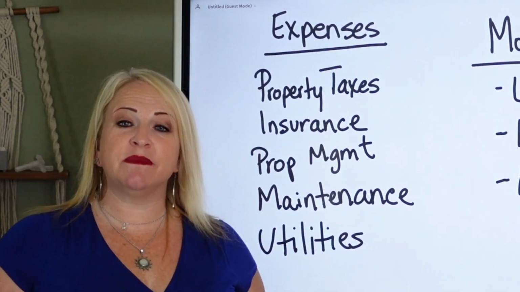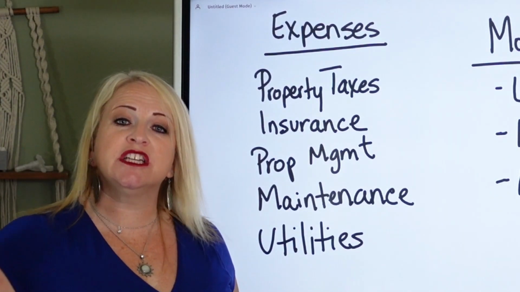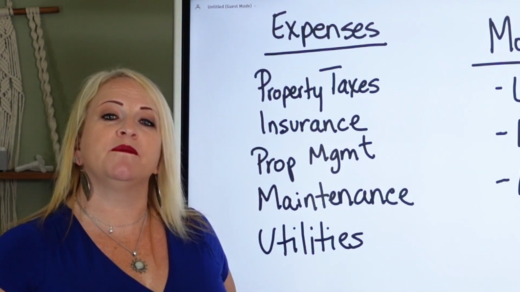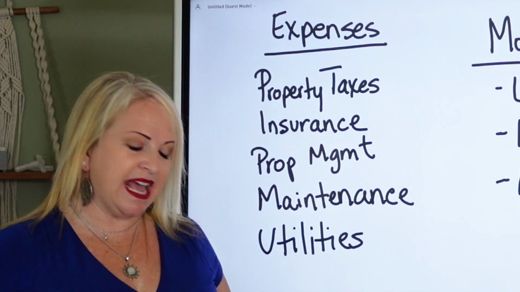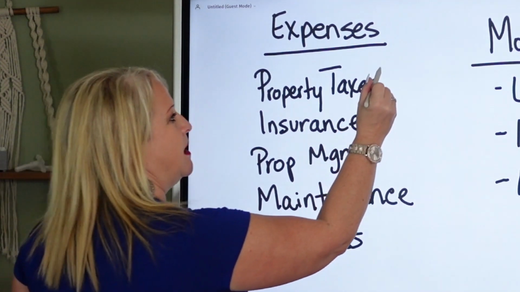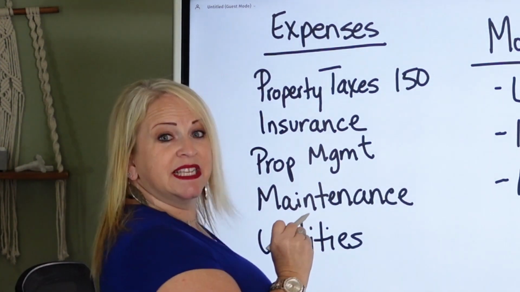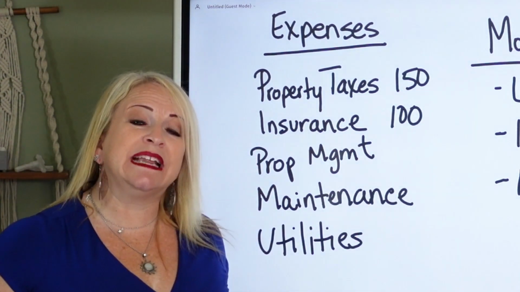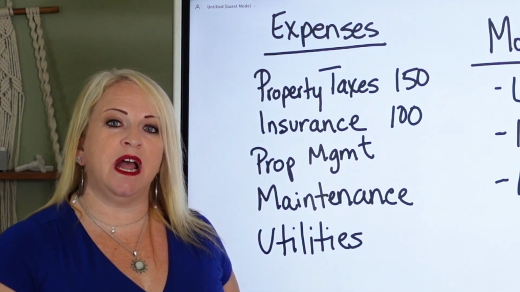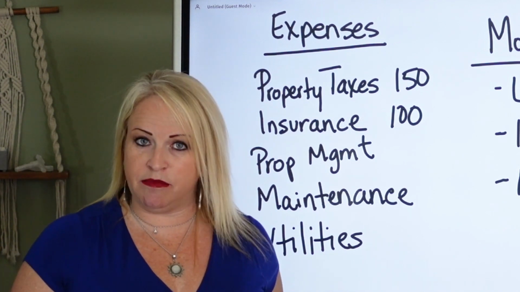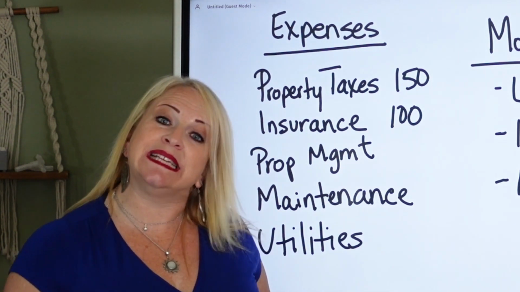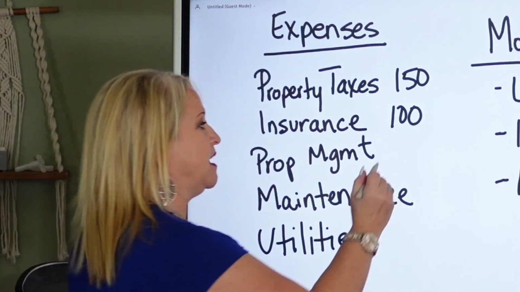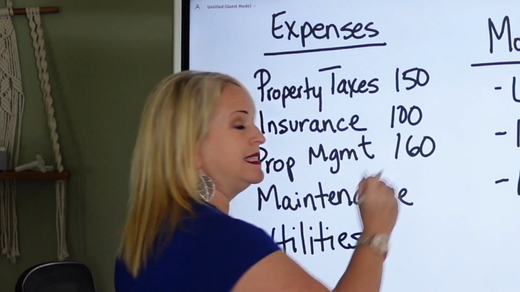All right, so let's get into some of the common operating expenses. Jen mentioned them earlier. Let's throw some numbers to them for the purpose of crunching some numbers. Let's say that property taxes are $150 a month, and insurance is $100 a month. Property management is typically 10% of the gross rents. Now, we already established that total rental income is $1,600, so let's say that monthly property management is going to be $160.